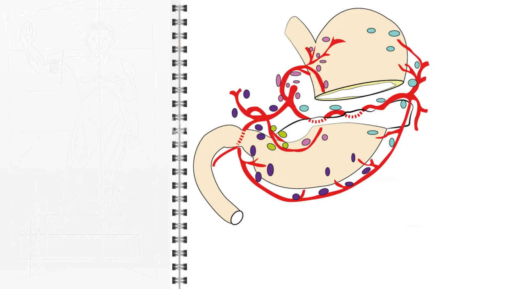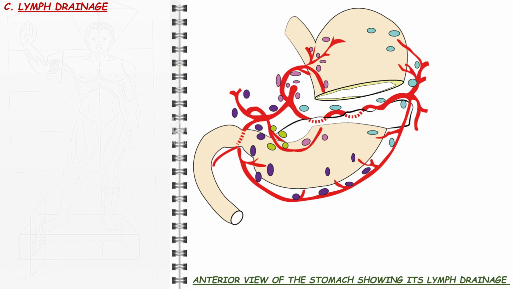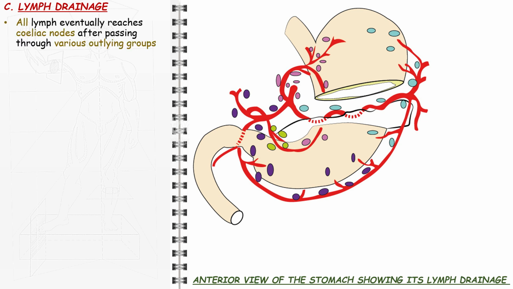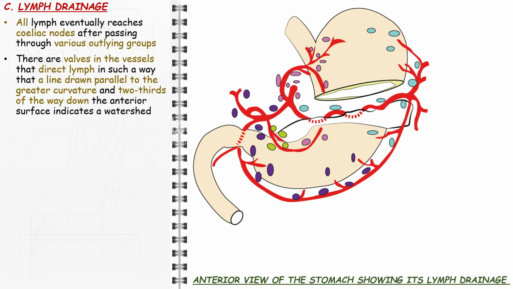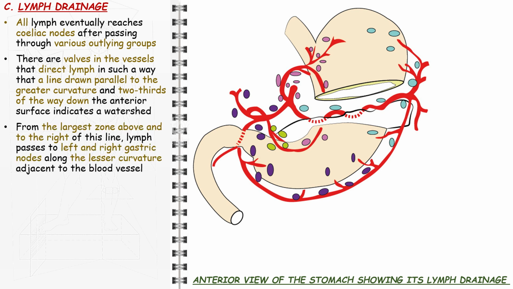All the lymph eventually reaches celiac nodes after passing through various outlying groups. There are valves in the vessels that direct lymph in such a way that a line drawn parallel to the greater curvature and 2/3 of the way down the anterior surface indicates a watershed. From the largest zone above and to the right of this line, lymph passes to left and right gastric nodes along the lesser curvature adjacent to the blood vessel.